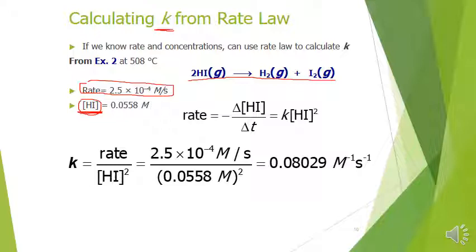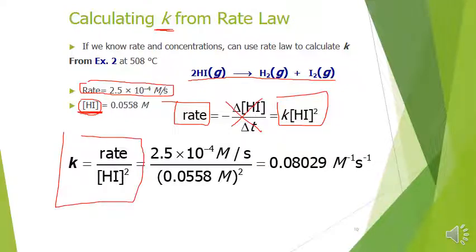So what you do is simply look at this equation right here, and ignore this for now. Solve for k. So here's k. Then plug the values in. Here's the rate, and here's your HI. Remember, we have to square the whole thing. And then you come up with this value here.